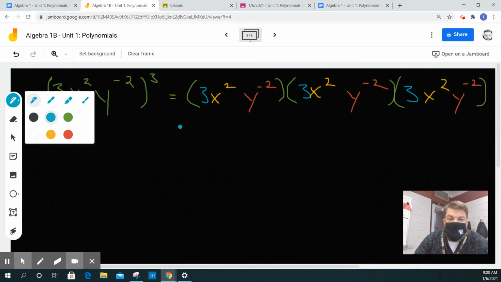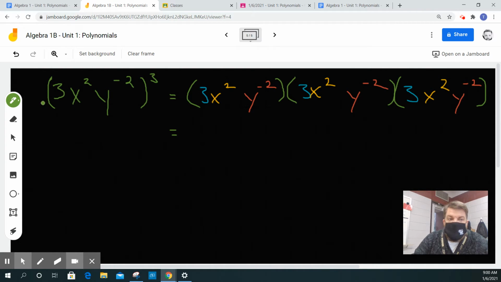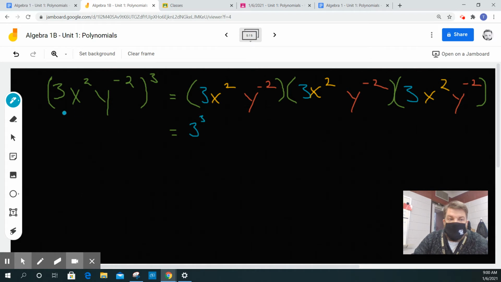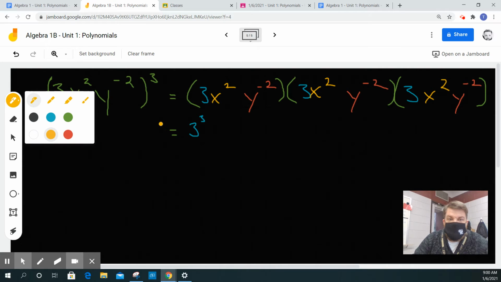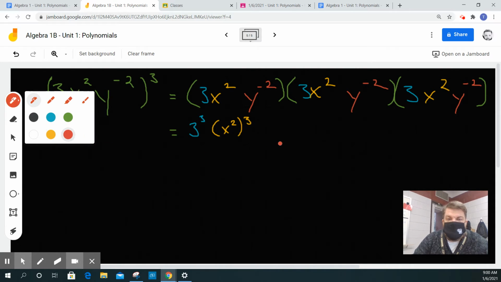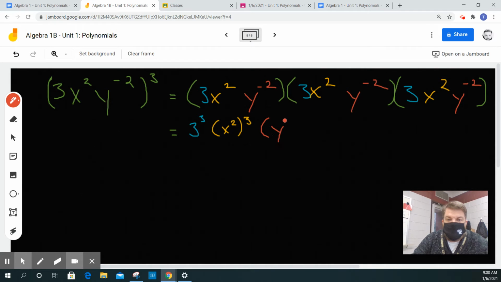So let's just finish the right-hand side and see what we come up with. So how many 3's do you guys see? 3 of them, right? How many x squareds do you see? 3 of them, right? How many y to the negative 2's do you see? 3. So if you were to come up with a general rule, what would I do? Well, in this particular case, what does that represent? Well, it represents 3 to the 3.